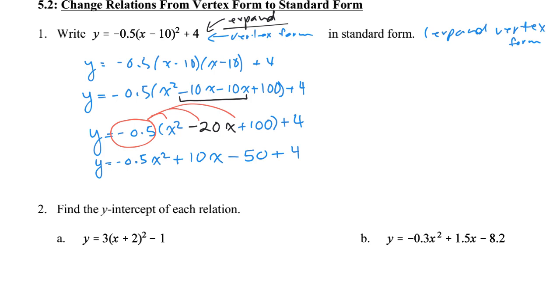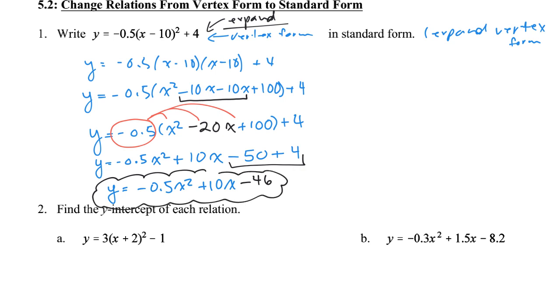And now we collect the end terms here. And all we are left with is y is equal to negative 0.5 x squared plus 10x, and then we have minus 50 plus 4 is minus 46. And there is our final answer for the standard form. And we're done.